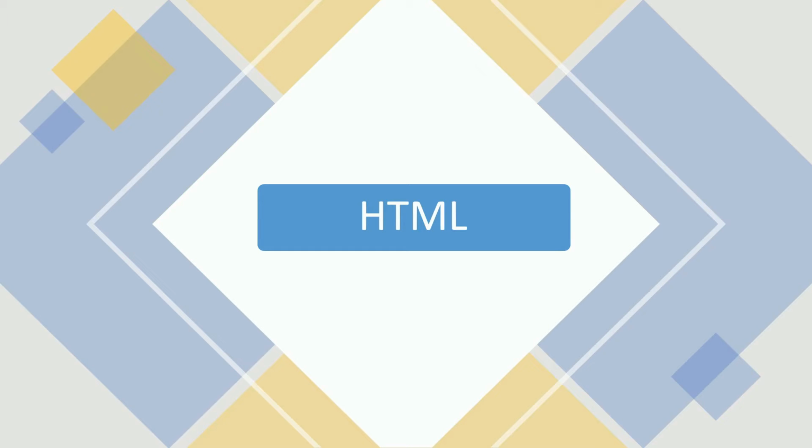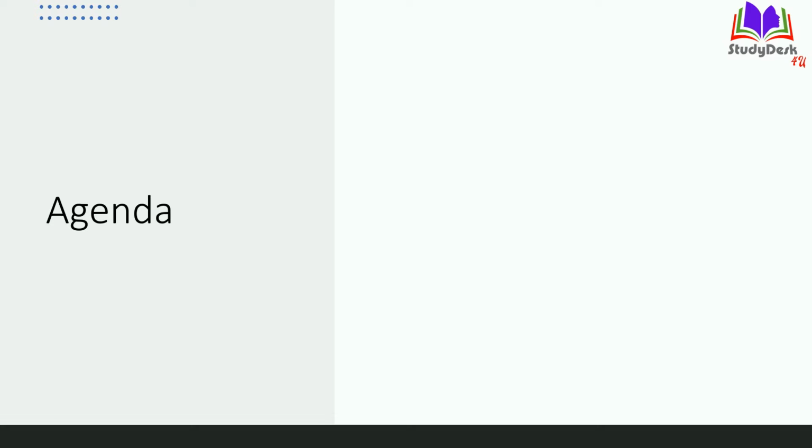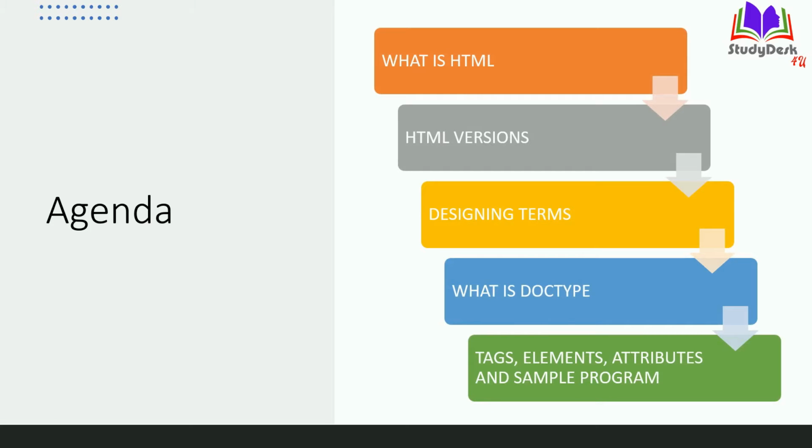But before we get started, let's have a look at the agenda for today's session. First, I will tell you what HTML is, what the different versions are, and which one is the current version in the market, and I will tell you some terms related to designing. Later on, I will tell you the structure of an HTML program, and I will also discuss the doc type. Finally, I'm going to discuss tags, elements and attributes. And in the last, I'm going to run a sample program so that you can learn how to execute a program. So let's begin with it.